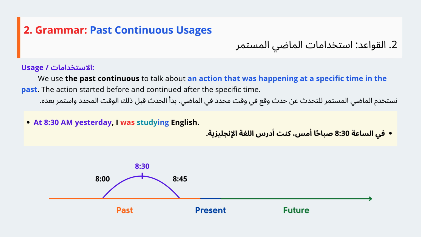Let's move on now to the past continuous usages. 1. We use the past continuous to talk about an action that was happening at a specific time in the past. The action started before and continued after the specific time. Example: at 8:30 a.m. yesterday, I was studying English.